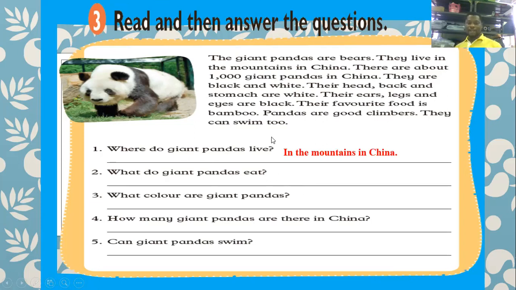Where do giant pandas live? In the mountains in China. Correct. What do giant pandas eat? Bamboo. What color are giant pandas? Black and white. How many giant pandas are there in China? 1,000 giant pandas. Can giant pandas swim? Yes, they can. All right, so that is it.